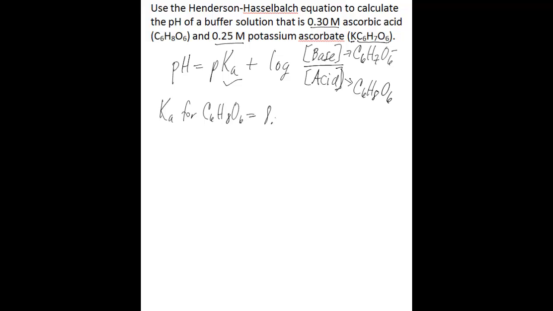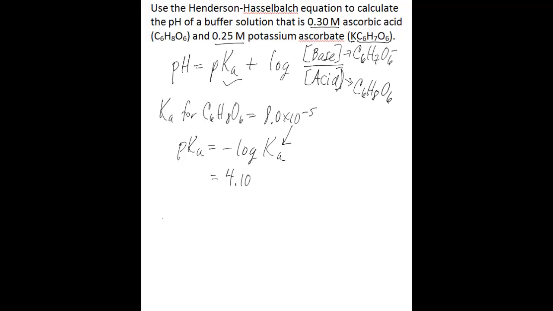You know that the Ka for ascorbic acid is equal to 8.0 times 10 to the negative 5, and that's at 25 degrees Celsius. You look that up in a table of acid dissociation constants, so we're assuming all of this is occurring at 25 degrees Celsius. You can find the pKa using this relationship: pKa is equal to negative log of the Ka. So if you substitute 8.0 times 10 to the negative 5 into this equation for Ka, you'll find that the pKa is equal to 4.10.